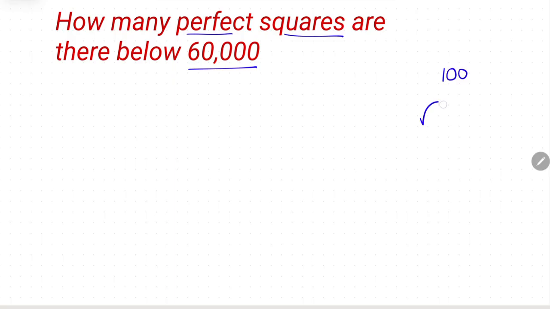Now we know that the square root of 100 is equal to 10. Therefore, up to 100, we have 10 perfect squares. If it is below 100, we have 9 perfect squares. So we have the question: how many perfect squares are there below 60,000? So we are taking the number 60,000.